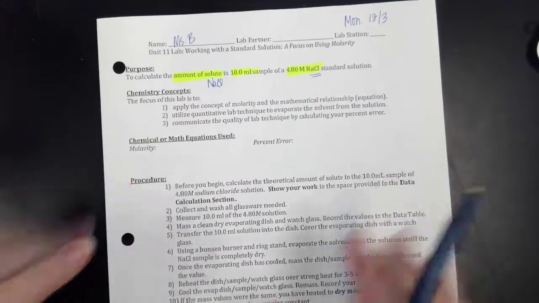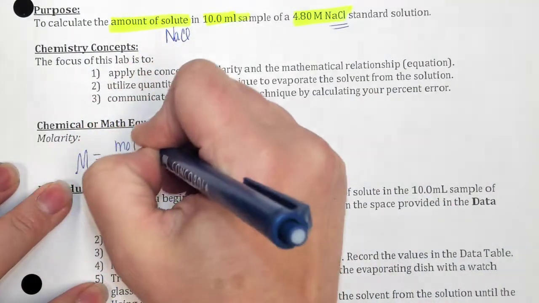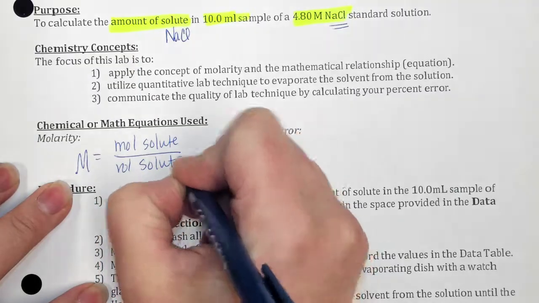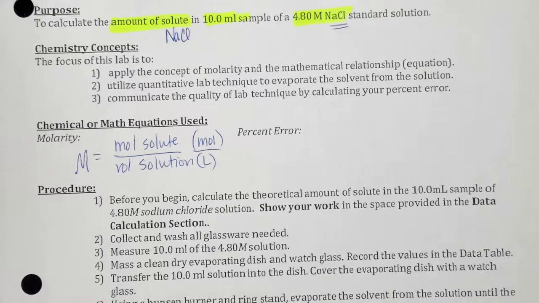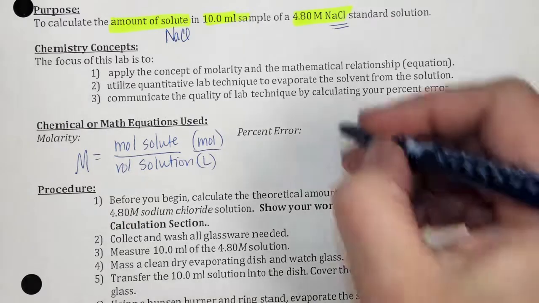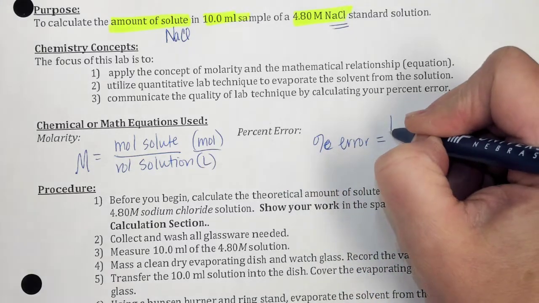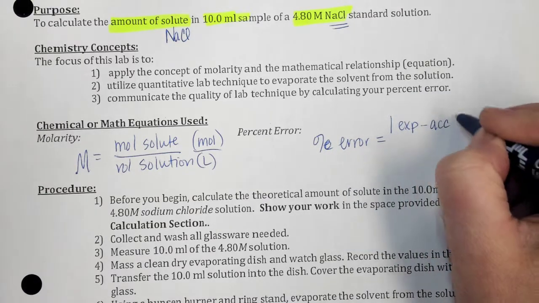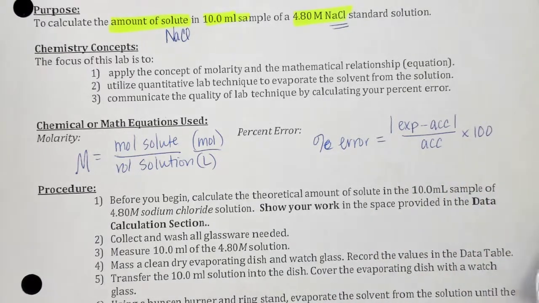So first, let's write down our equations that we're using today. Our molarity equation. Molarity equals moles of solute divided by volume of the total solution. This will be in moles. Volume will be in liters. And when we are all done, we are going to calculate our percent error. And our percent error equation: percent error equals the absolute value of experimental minus accepted divided by accepted times 100. That will give us our percent error.